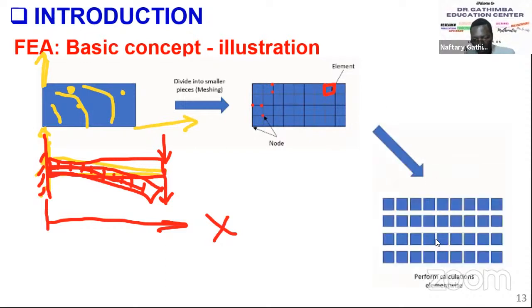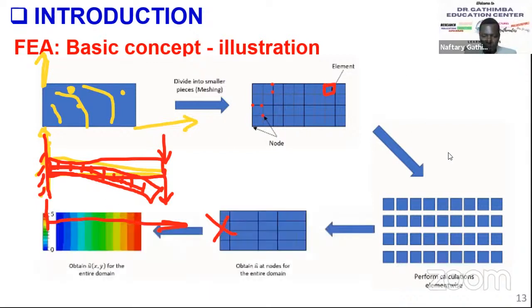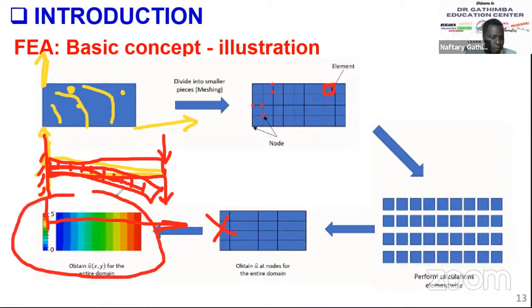I have subdivided my body, and now we can do what you are saying: elemental or element wise calculation. So per element, I can be able to see what is the behavior. Now, for example, if I want to get the displacement at the nodes for the entire domain, for the entire body, because I've obtained for different elements, I combine them. And then of course you are going to display your result in this format. Of course, this part, you cannot be able to show these contours without using software.